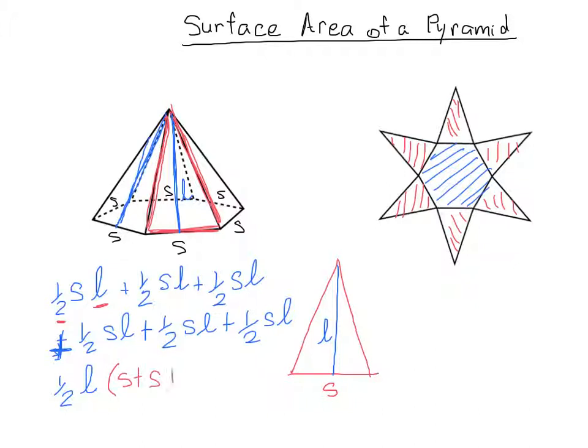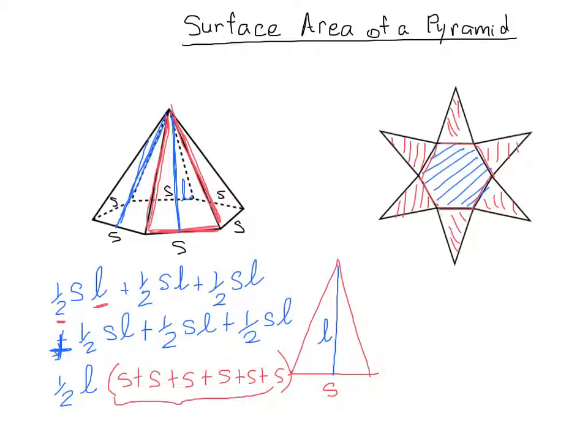So S plus S plus S, and how many of them are there? That's right, there are 6 of them, so 2 more here. All right, half L times, we have here 6 S's. Now what do those 6 S's represent on our figure? If I was to take S and add it to S and add it to S, and so on, six times, what am I finding? If you said I'm finding the perimeter, you are absolutely correct.